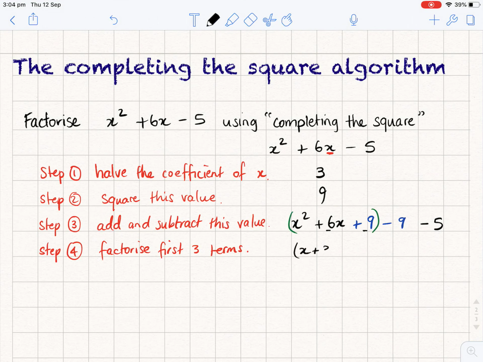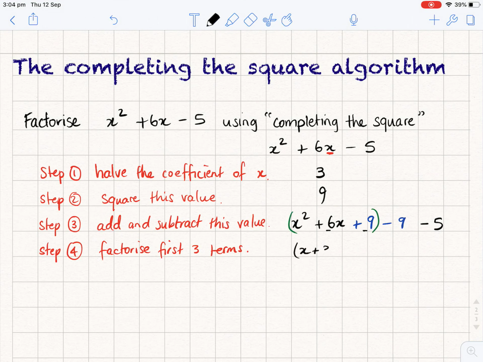Alright, step 5, simplify. We've got a bit going on in this expression now. If I want to simplify, those first 2 brackets can become the one bracket squared because it's just timesing it by itself. And minus 9 subtract 5 is minus 14.